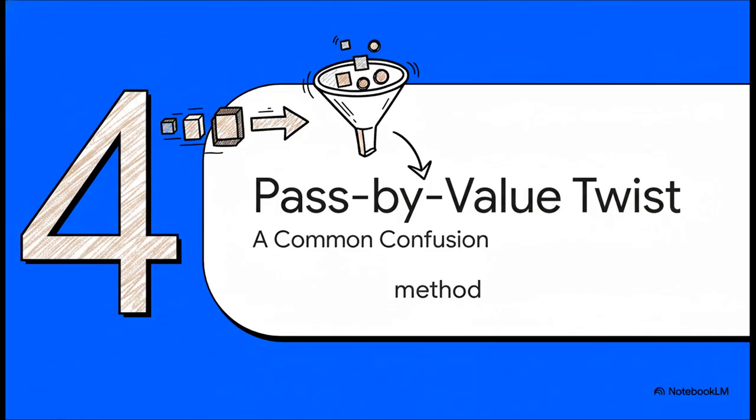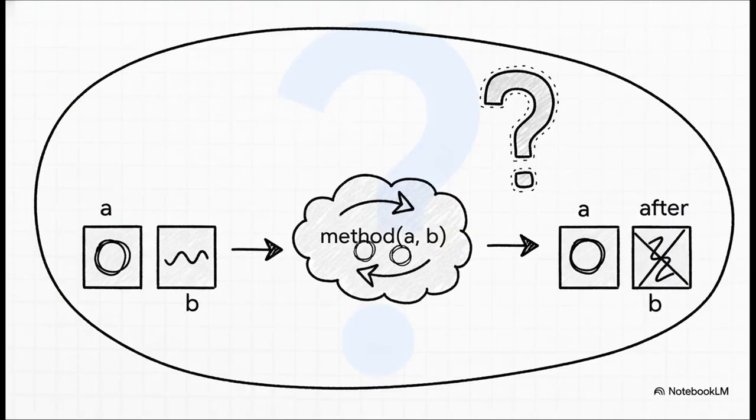Seriously, this one concept causes so much confusion, and it's all about what's really going on when you pass your data into a method. So let's look at a classic programming puzzle. Say you have two variables, A and B. You pass them into a method that's supposed to swap their values, but when the method is finished and you go and check A and B back in your main code, they haven't changed at all.